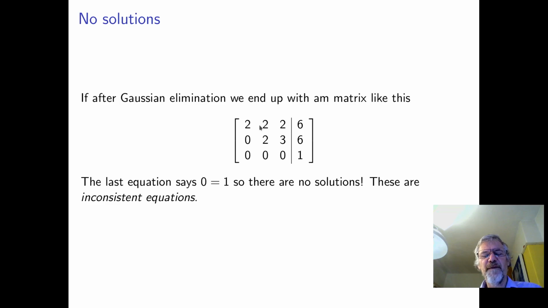Well, something can go even worse than that. Suppose we get a row of zeros for the x variables, but we get a 1 on the right-hand side. So this says 0x1 plus 0x2 plus 0x3 equals 1, which can't happen. It says 0 equals 1. That means there are no solutions, and our equations were inconsistent.